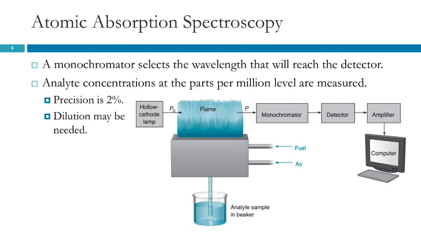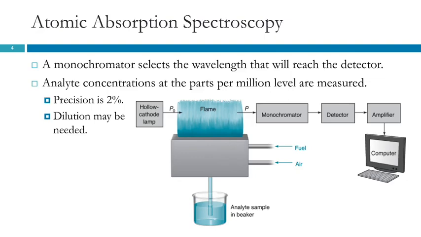So for absorption, we've got our lamp that's providing light. Our sample is coming up through the burner and going into the flame, where it's turned into atoms. The light comes through the flame, and we're going to look at how much light gets through. The monochromator selects the wavelength. It goes to the detector. The signal there is very small, so it needs to be amplified and then ultimately goes to the computer.